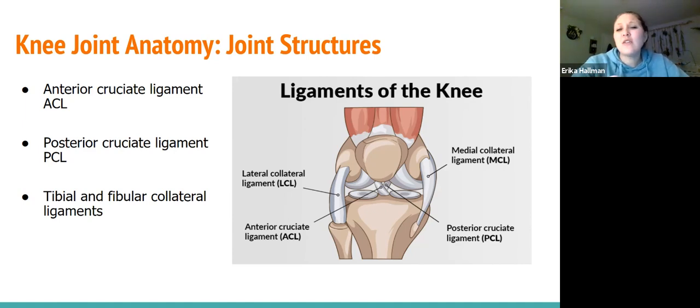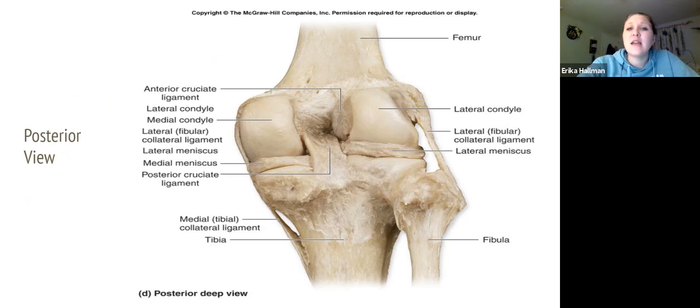The way that you tear or you injure your ACL or PCL is if you are bearing weight on your knee, and typically you are twisting. That twisting motion is going to put a lot of tension on that ACL and it's going to end up tearing. So this is an actual cadaver picture of the posterior side.